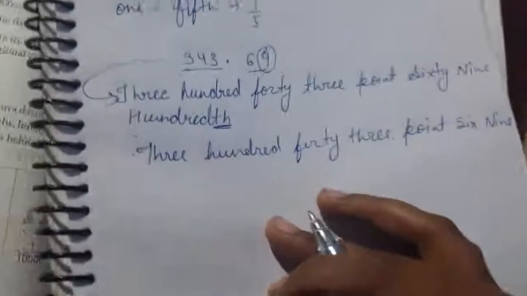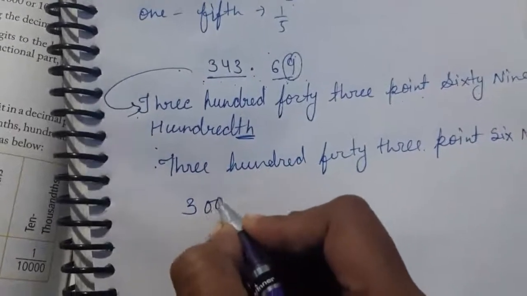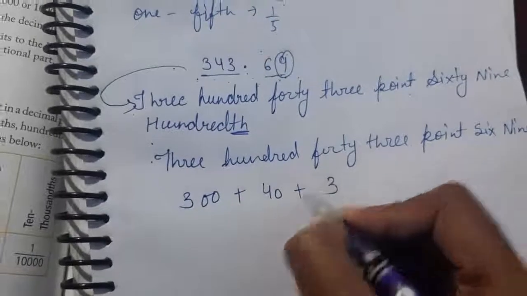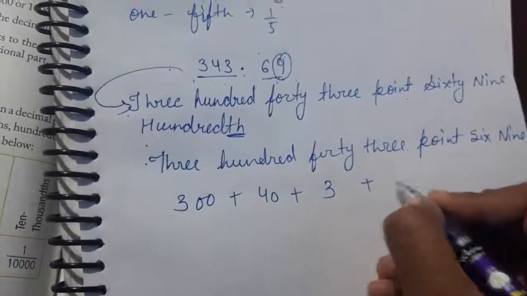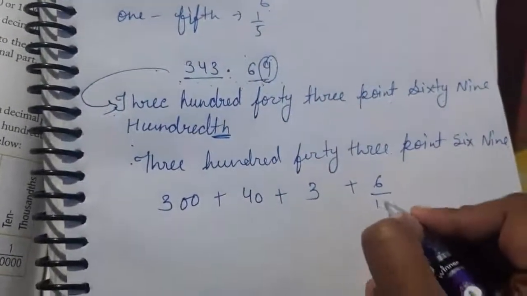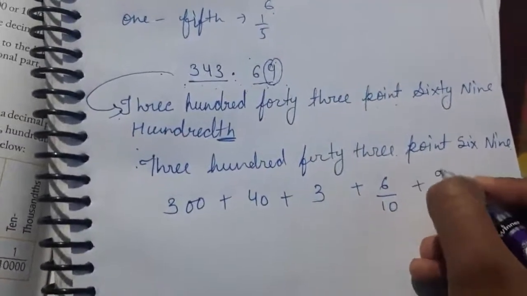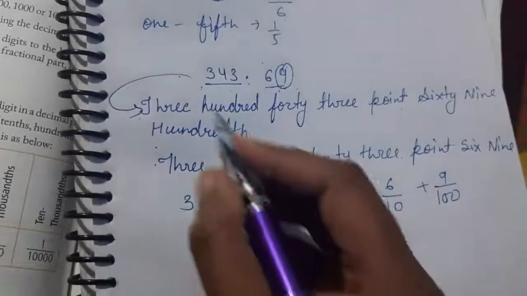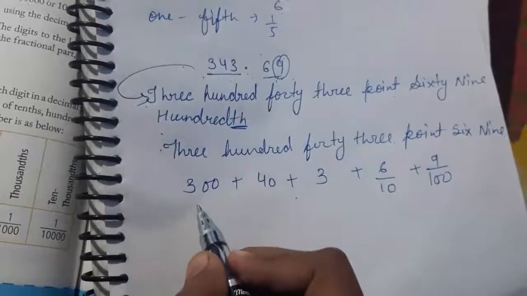Now expanded form, how to do expanded form. This is the expanded form. The whole number you already expand the way you have learned, and we have to do it that way. So that is the whole number. Now how will we do the decimal part? 6 is in the tenth place, so 6 upon 10. 9 is in the hundredth place, so 9 upon 100. This is the way to break the decimal number into expanded form.